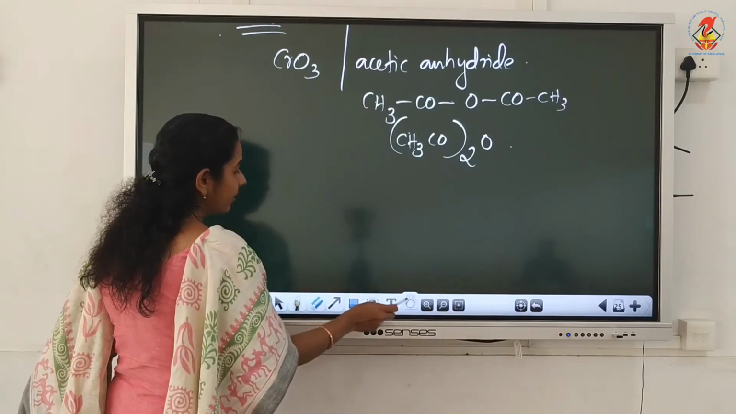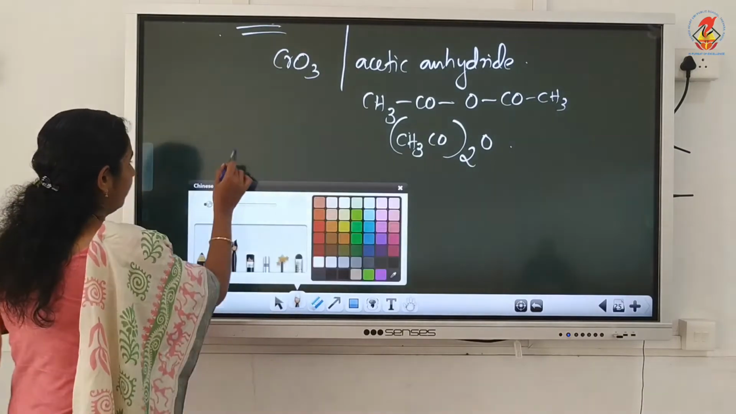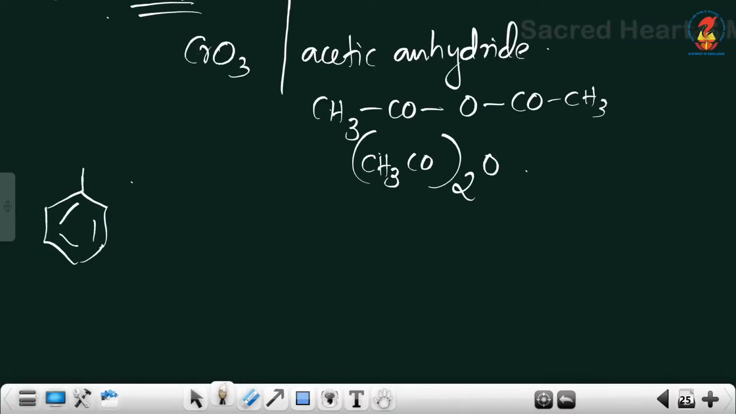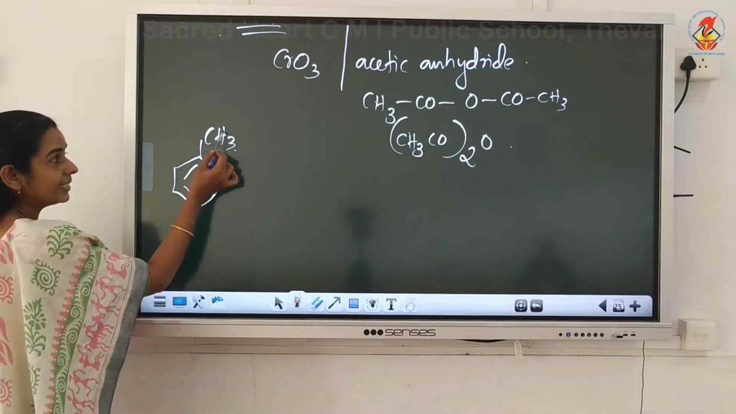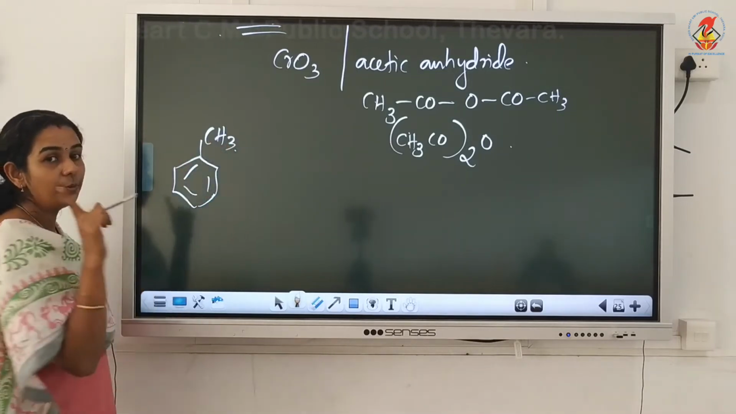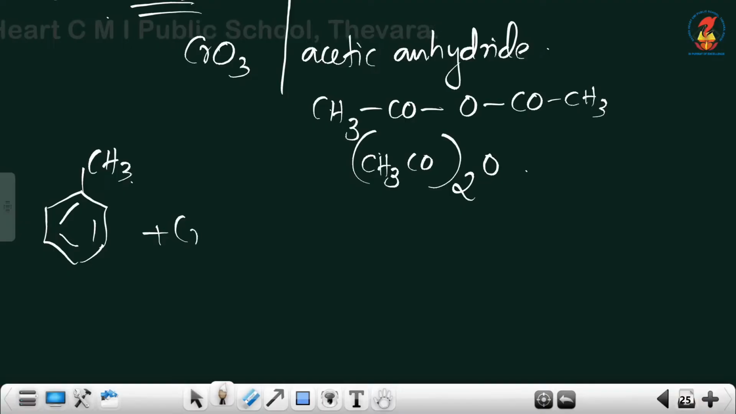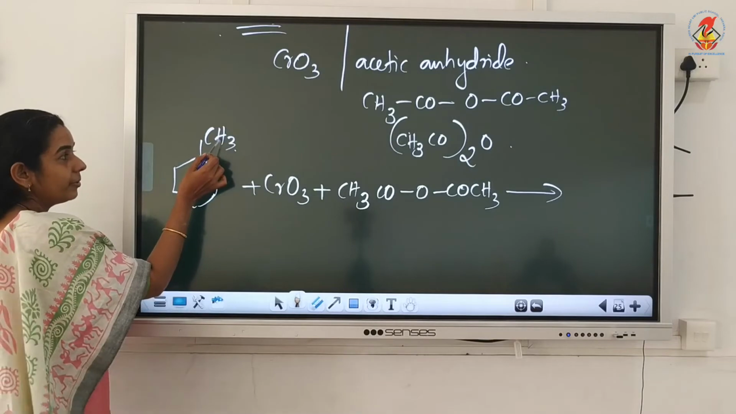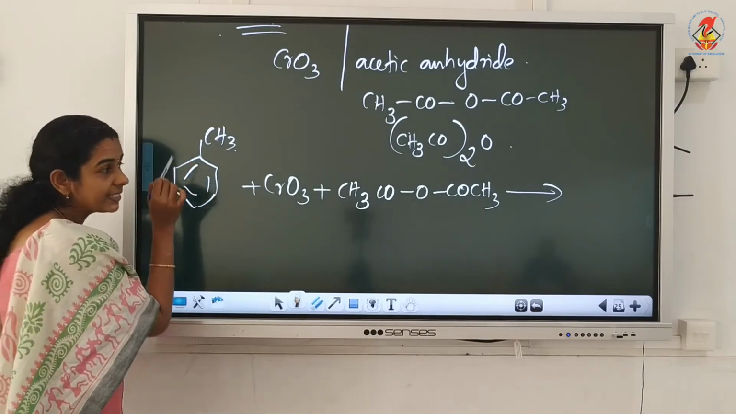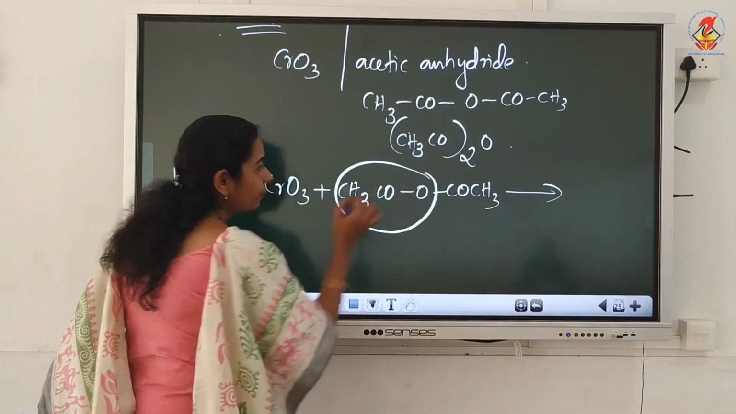The equation can be written as methyl benzene or toluene. Here also, if we want to convert CH3 to CHO, we have to replace 2 hydrogens by 1 oxygen. So I am treating with CrO3 and acetic anhydride, CH3CO, which I am expanding and writing as OCOCH3. First, 2 hydrogens will be replaced by this group. What is this group known as?